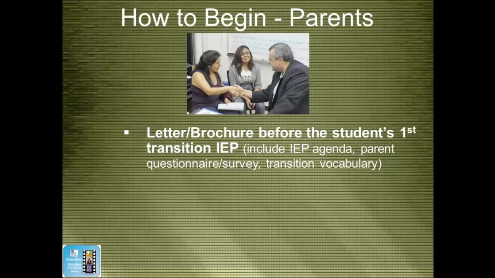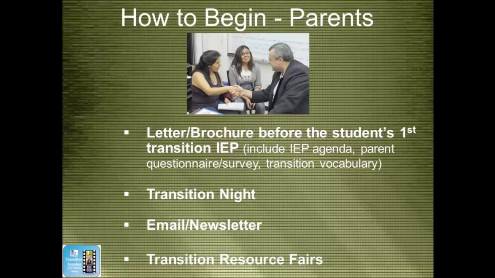And possibly some transition vocabulary so that they are familiar with the words we as educators often use in transition IEP meetings. Other ways to have parents start thinking about transition for their child is to invite them to a transition night. You could also send an email or newsletter explaining what transition planning is and give them some links to resources. Or invite the parents to a transition resource fair, either held at your school or through an outside agency.